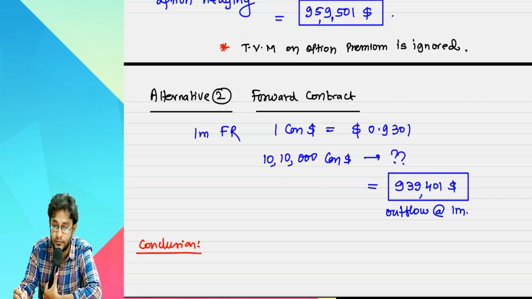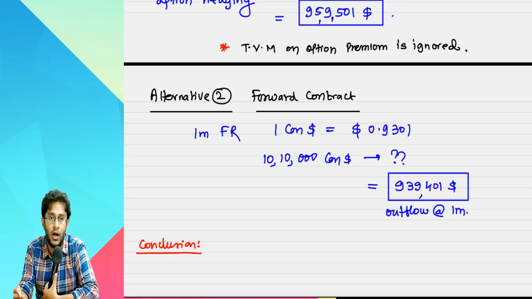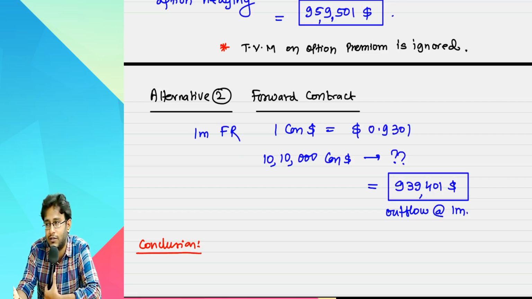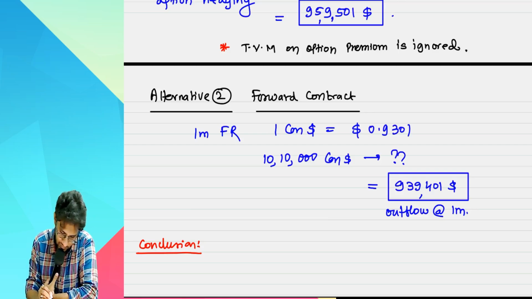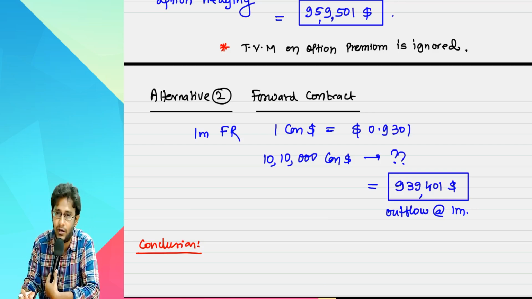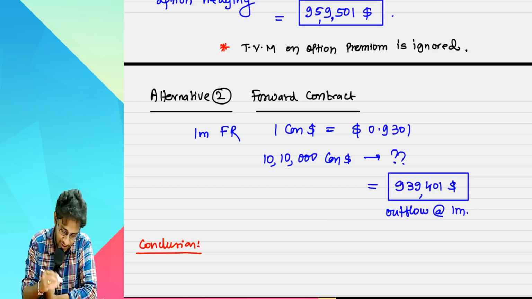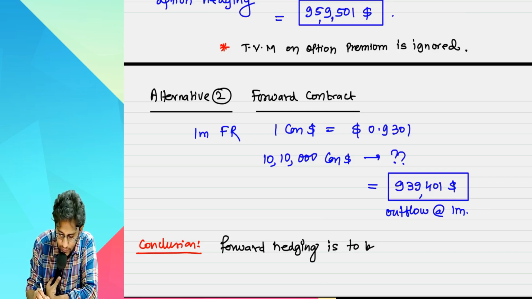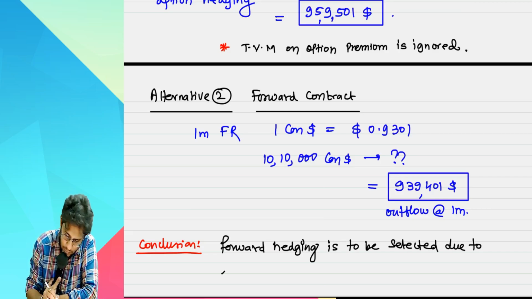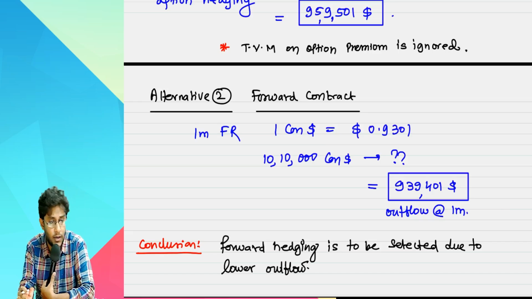Conclusion. Who is better? Forward. After so much of effort, your options is not getting selected. Doesn't matter, you'll get full marks. So conclusion is forward hedging is to be selected.